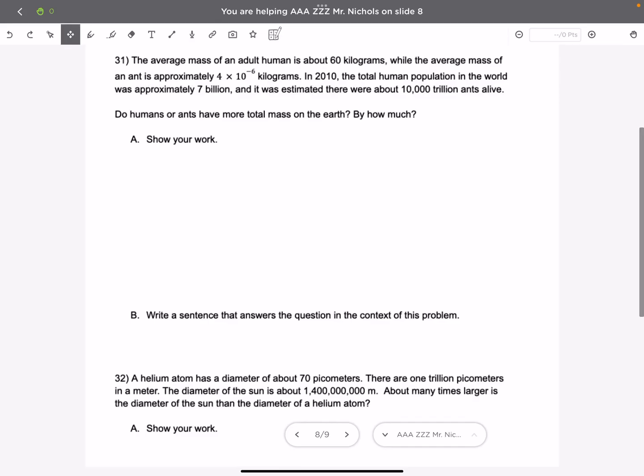Okay, so for 31, the average mass of an adult human is about 60 kilograms, while the average mass of an ant is 4 times 10 to the negative 6 kilograms. In 2010, the total population of the world was 7 billion. All right, and so let's put these in scientific notation.